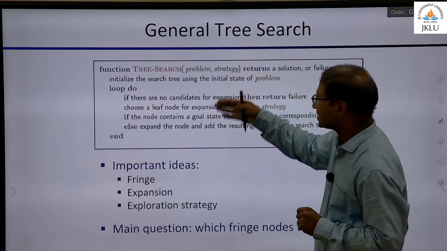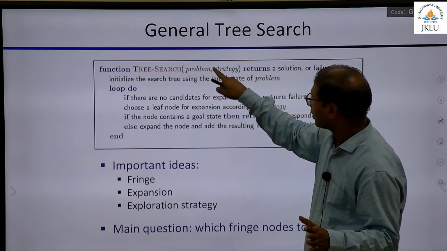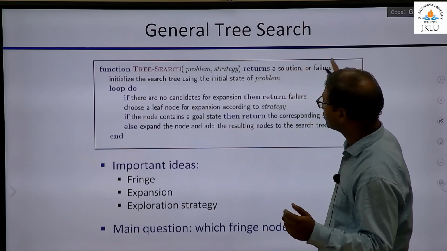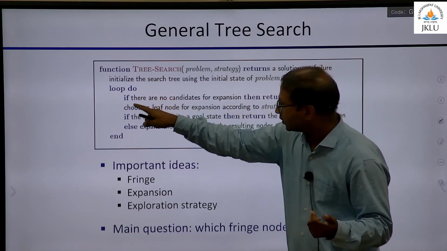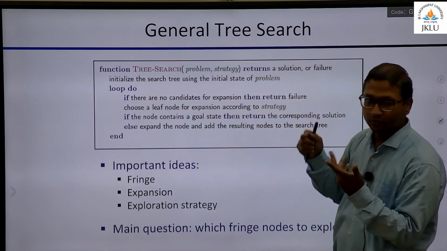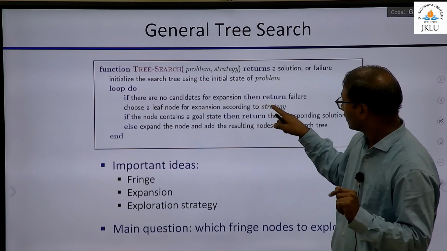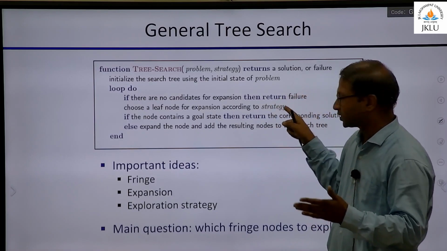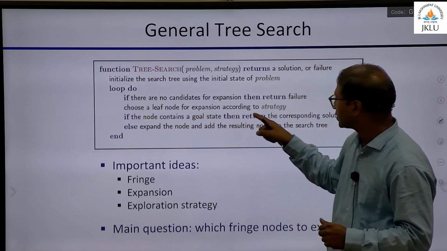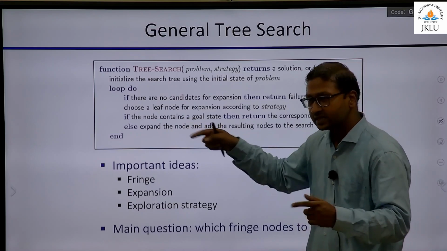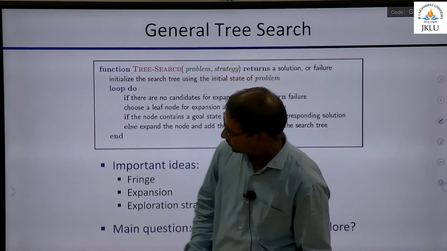So this is the same thing that we have done, right? You have to start with the tree search. You are given a problem and a strategy, and it returns a solution or a failure. Initialize the search tree using the initial state, then in a loop: if there are no candidates for expansion, then you are done. Choose a leaf node for expansion according to the strategy, whichever strategy you are choosing, BFS, DFS, we'll see. If the node contains a goal state, then you are done. Else keep on expanding until you reach the goal.